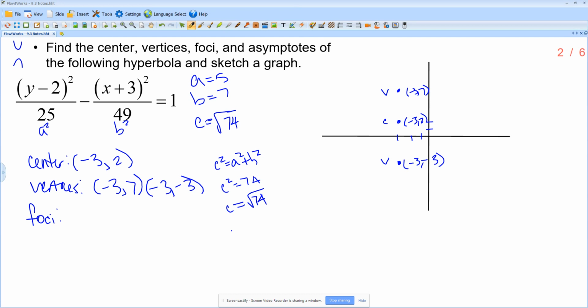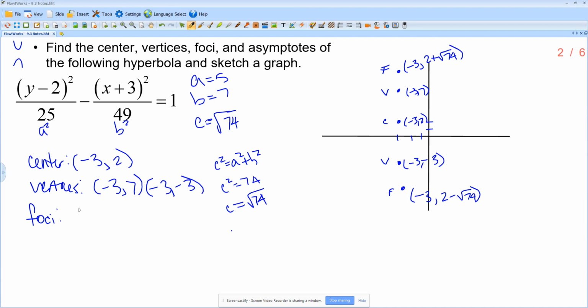but if I'm going to talk about what square root 74 is, I know that square root of 64 is 8, and square root of 81 is 9. And this is somewhere in between there. So this is just a little bit more than 8, which is fine because a was 5, so I just know my focal point somewhere up here. And we'll call that -3, 2 plus square root 74. A little bit down here, and we'll call that -3, 2 minus square root 74.